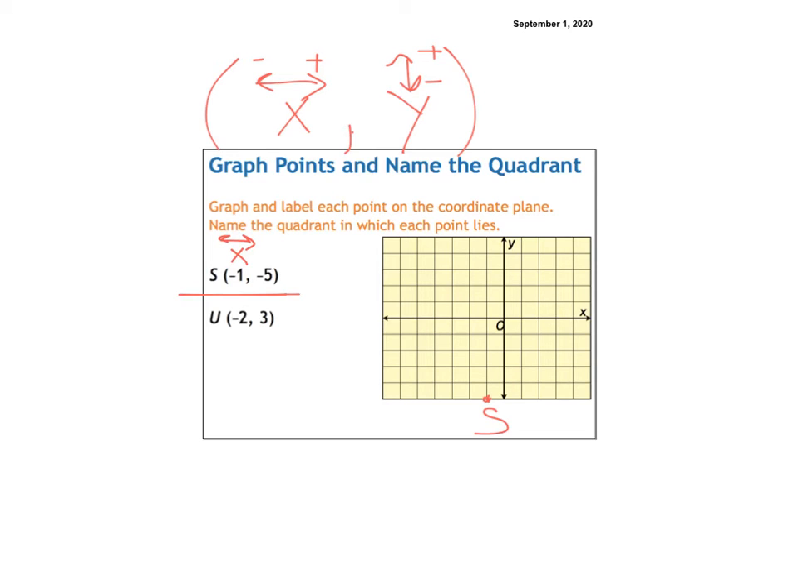All right, now I'm going to use the coordinate for point U. And again, since my x is negative, that means I'm going to go to the left 2, and then I'm going to go up 3 because my y part of the coordinate is positive. So left 1, 2, that's -2, and then up positive 3, 1, 2, 3. Right, and that would be point U.